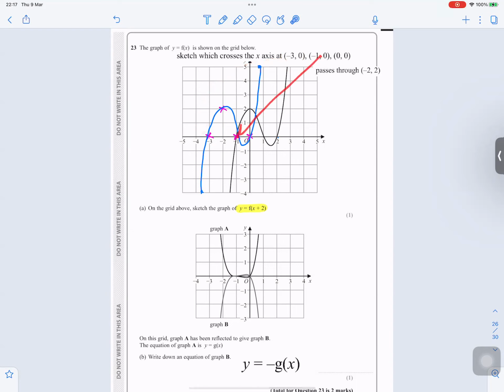Minus 1, 0 is that point there. 0, 0 is that point there. And minus 2, 2 is that point there. So you can mark the points before you draw the curve to make it easier.